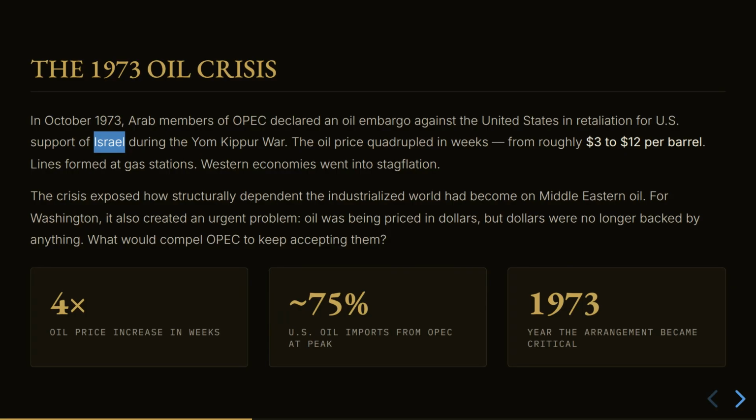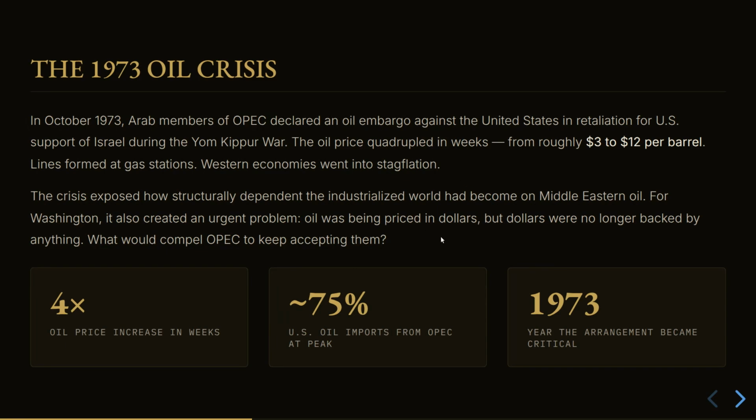Lines formed at gas stations. Western economies went into stagflation. The crisis exposed how structurally dependent the industrialized world had become on Middle Eastern oil. For Washington, it also created an urgent problem.